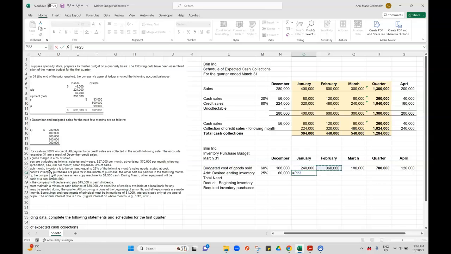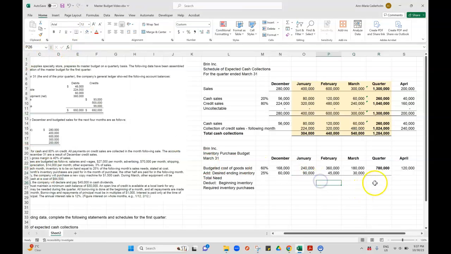Then I'm going to take the following month and times that by 25%, and again for the next month. And then for March, just remember I put a quarter in there, so the following month is April, and I'm going to multiply that by 25%. So I'm going to subtotal these.